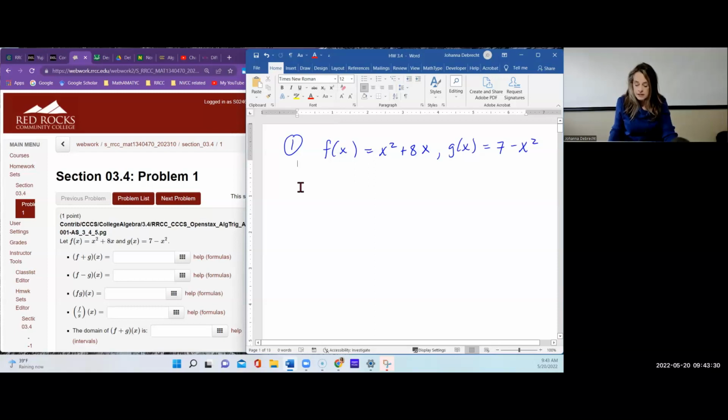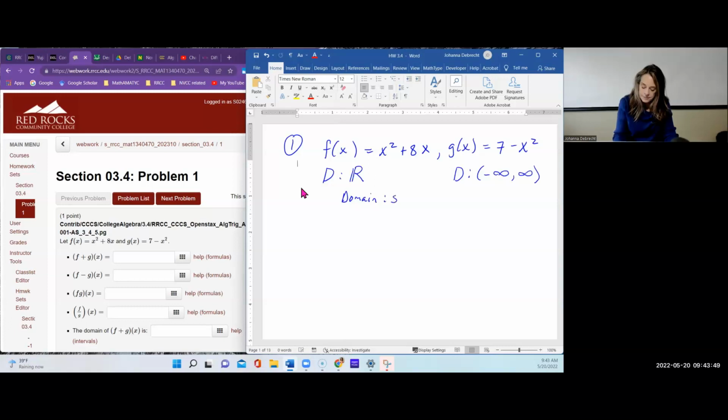So the domain is the default domain. We can write the domain with the letter D, and then we can use the double bar R, or we can use interval notation to indicate what the domain of the function is. Now remember, the domain is the set of all x values that get used.